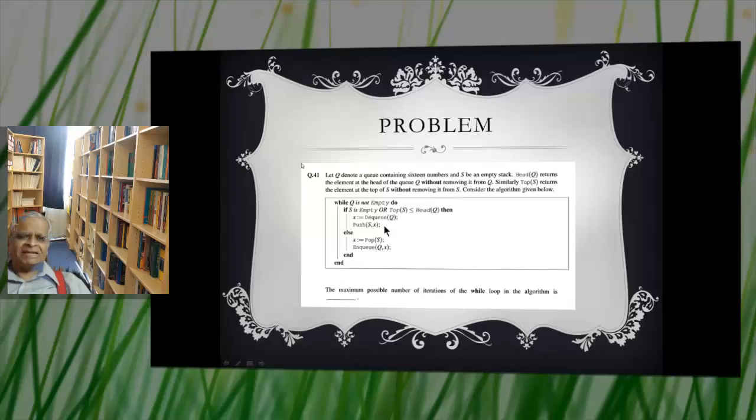Do this repeatedly so long as the stack is empty or the top of the stack is less than head of the queue. Once the stack is not empty, or it turns out that the top of the stack is greater than the head of the queue, then pop it from the stack and push it onto the queue. Do this repeatedly so long as the top of the stack is greater than the head of the queue and the stack is not empty. Now we have to find out how many times the while loop is executed.